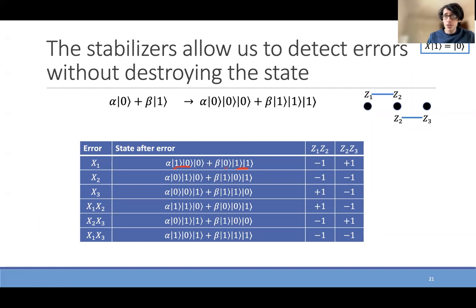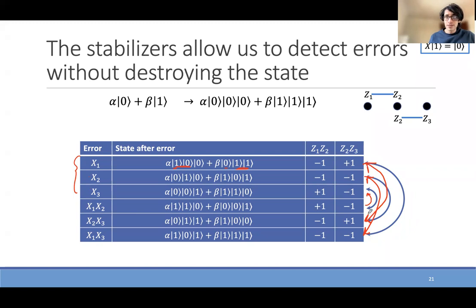And the thing to notice here is that we can tell the first 3 errors apart. We can tell the difference between an x1, an x2, and an x3 error, but we can't tell the difference between an x1, x2 error and an x3 error. And we can't tell the difference between this error and that error, and we can't tell the difference between this error and that error.